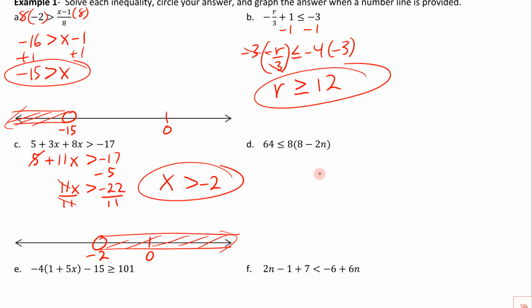We'll take a look at this next one here. We've got some distributing to do. So we've got 64. And again, we're simplifying, so that's certainly not going to change the direction of the inequality. This is going to be a negative 16n.